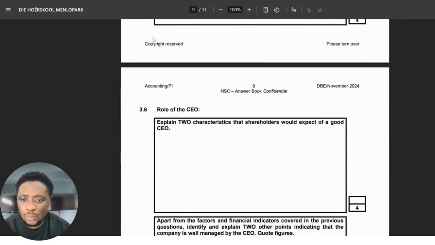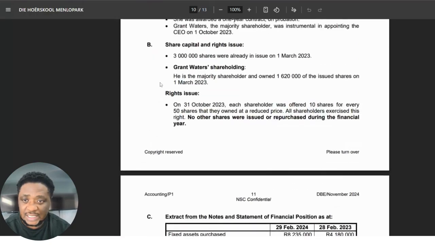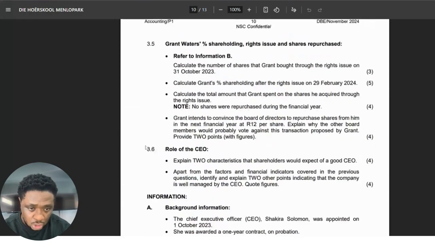All right, and then we move to question 3.6 and see how we can answer that. So we have two formal questions. This one was a big one, but let's look at this one now. It says the role of the CEO.